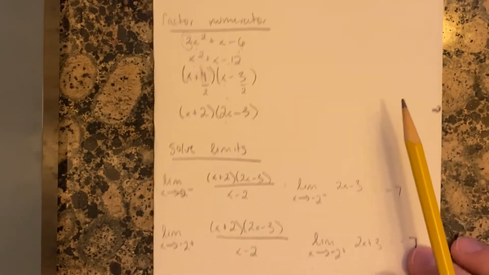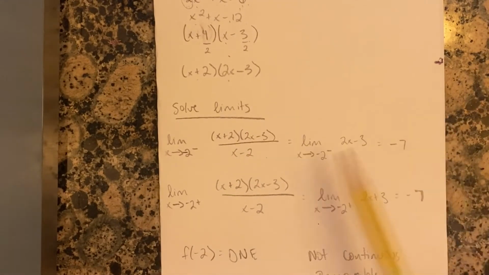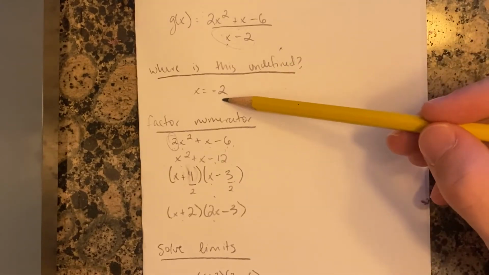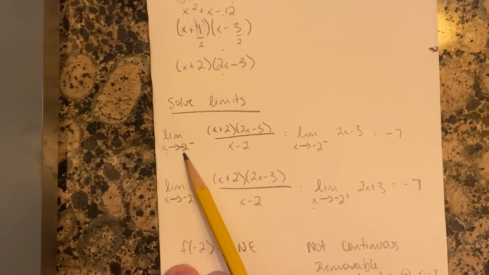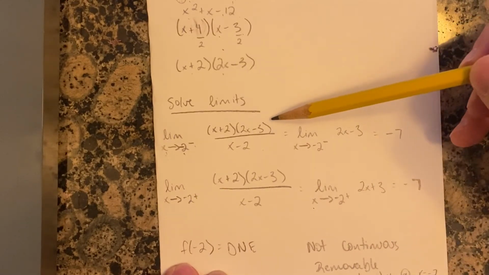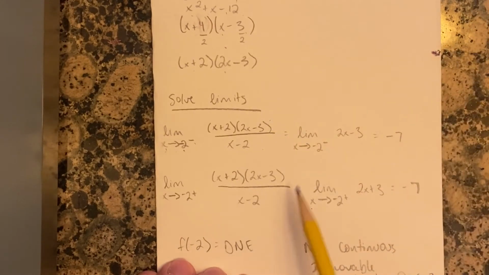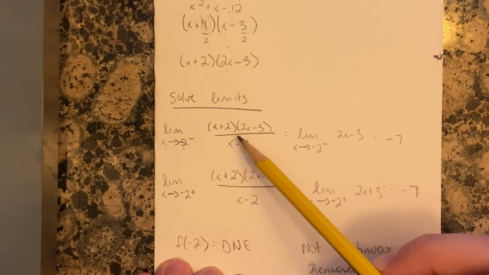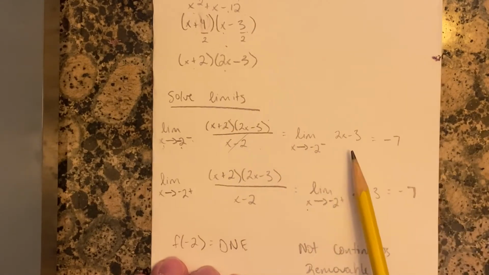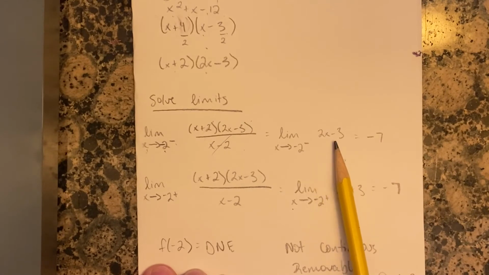So once we've done this, we can go on to solve our limits. And so we have the limit as x approaches negative 2. Now remember, we said that our function is undefined at negative 2, so that's where we get this limit as x approaches negative 2. We do the limit as x approaches negative 2 from the left first with our newly factored numerator. And so we can cancel out like terms here, x plus 2 and x plus 2, these cancel. And now we have 2x minus 3.